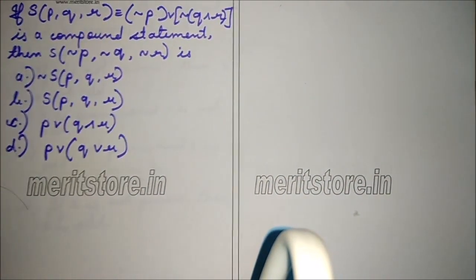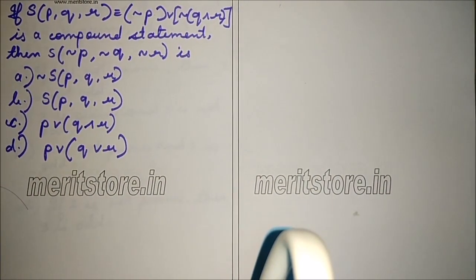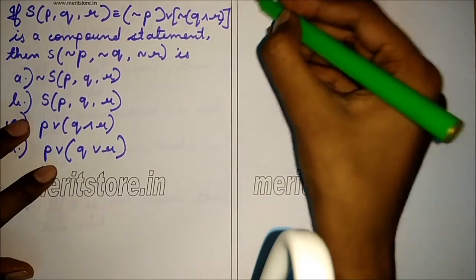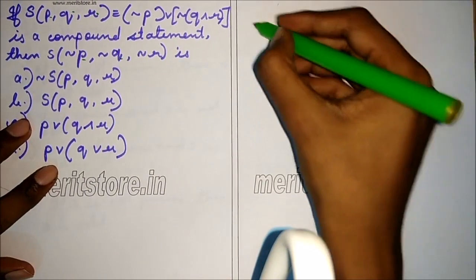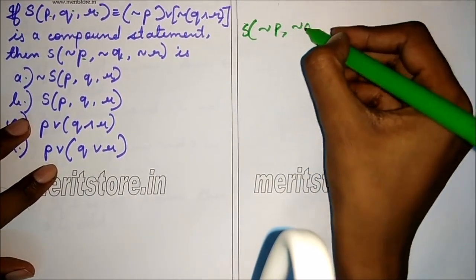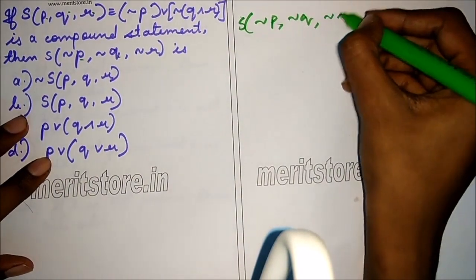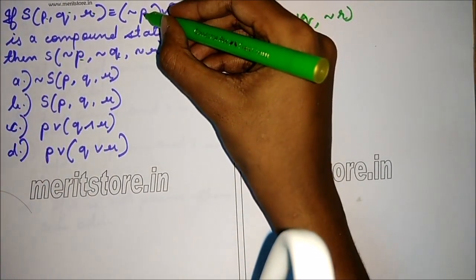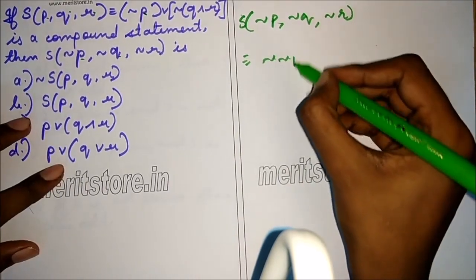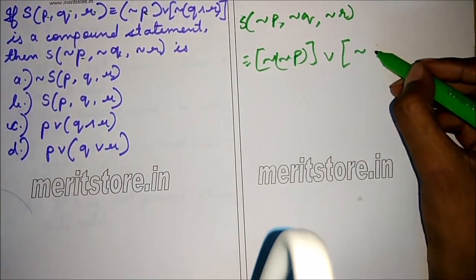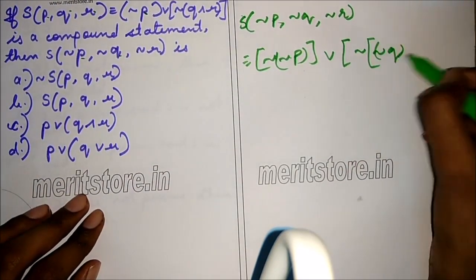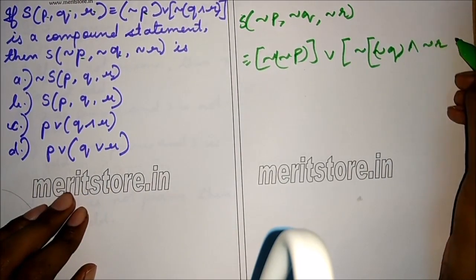If S of P, Q, R is equivalent to negation of P or negation of Q and R, and this is a compound statement, then S of negation P, negation Q and negation R is, so we have to substitute P with negation P, Q with negation Q and R with negation R. So S of negation P comma negation Q comma negation R is, so instead of negation P we put negation of negation P, or instead of Q, negation Q, and negation R.